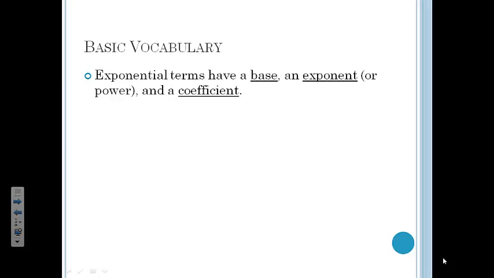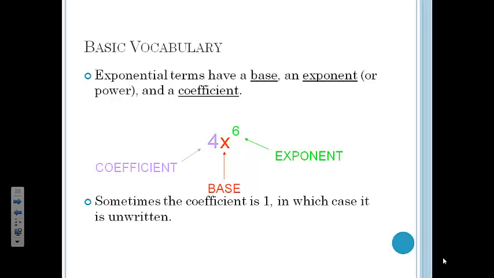Exponential terms have a base, an exponent, and a coefficient. So in this case, when you have 4x to the 6th power, the coefficient is 4, the base is x, and the exponent would be the 6. So there's your base, there's your exponent, and there's your coefficient. Sometimes the coefficient is 1, in which case, of course, you wouldn't write it. Like that, x to the 6th.